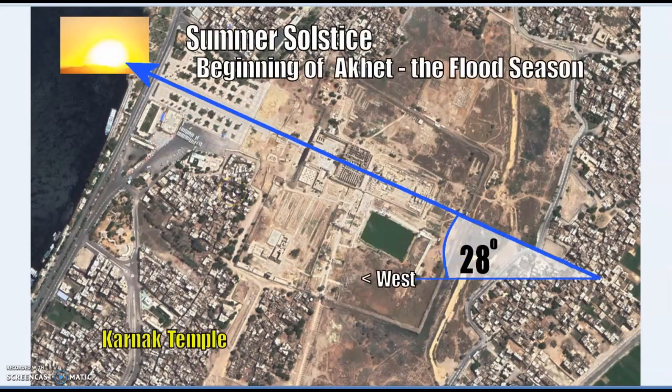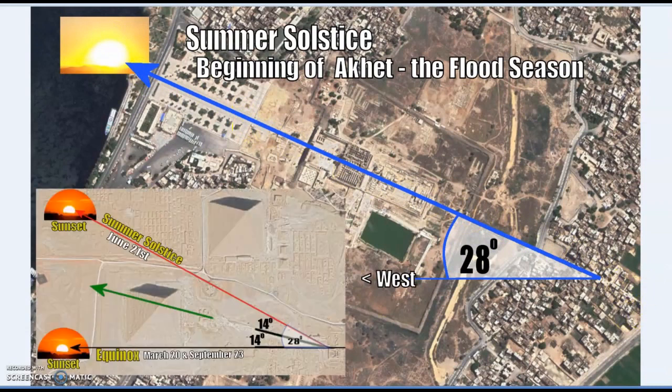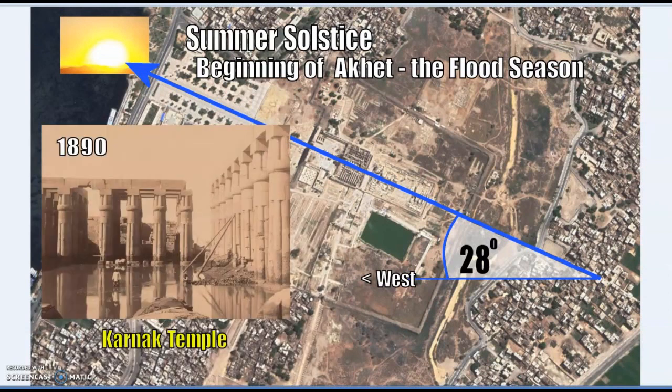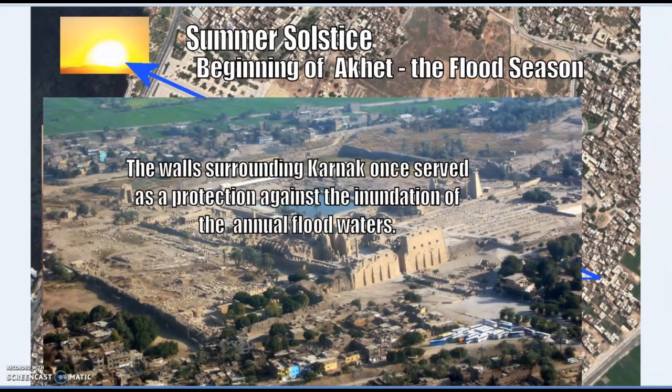Just like with that alignment in the Giza Plateau, 28 degrees, therefore you look down the center, and on the summer solstice sunset, or the winter solstice sunrise in the opposite direction, that's the alignment of the temple. So just like that 28 degrees we find in the Giza Plateau. Again, you can see where the waters rose, because by that time, 1890, the walls had long not been repaired.